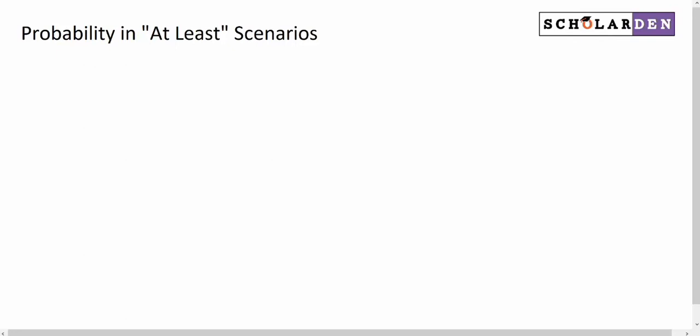Hello, my friends. In this video, we're going to talk about finding probability in at least scenarios. What do we mean by that? Well, sometimes you're asked, what's the probability of, for instance, getting at least one even number when you roll a dice twice? Things like that. At least probability questions are often answered most easily using the complementary ideas that we learned in that video.